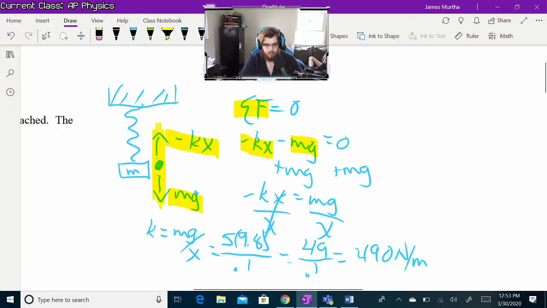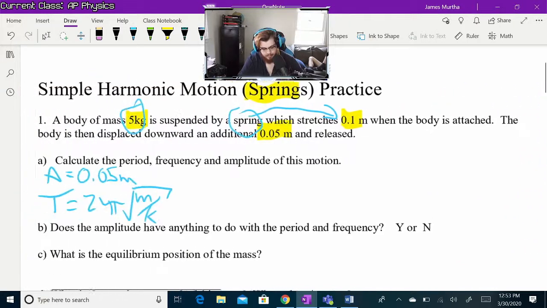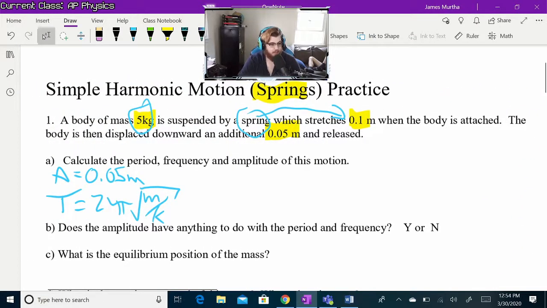So we know that our K is equal to 490. That means that I can come back here and plug everything into my period equation. So we have our 2 pi times the square root of 5 over 490.